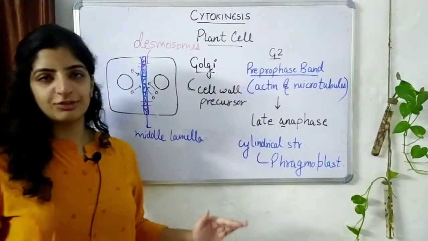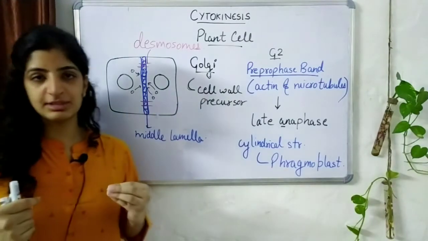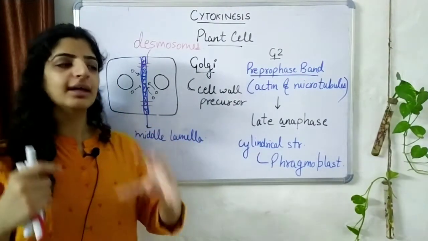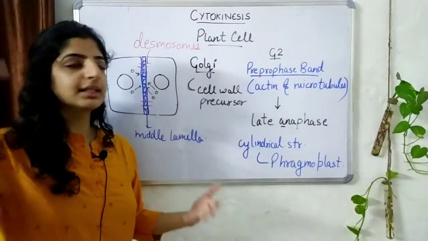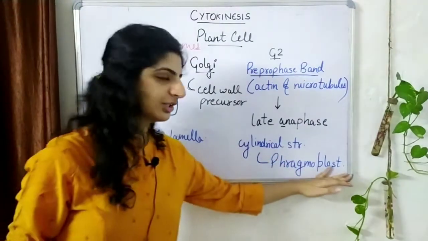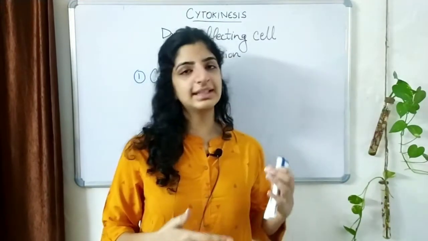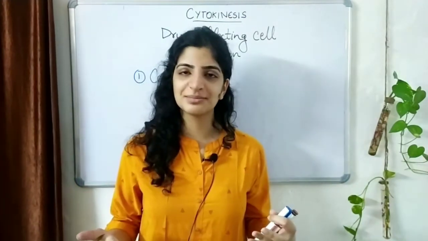This is the division of a plant cell. As you can see, it is different from the animal cell in the sense that it has a cell wall, so the cleavage can't occur, and the division starts from the middle to the opposite ends, and there is a formation of a structure known as a phragmoplast. So this is how the cell cycle progresses and the cell divides into two daughter cells.